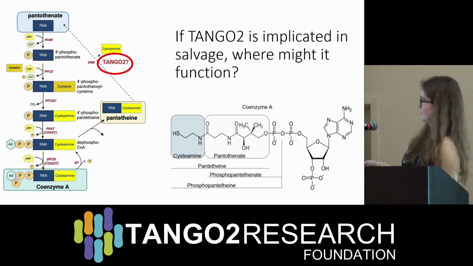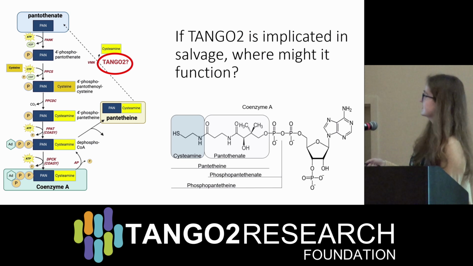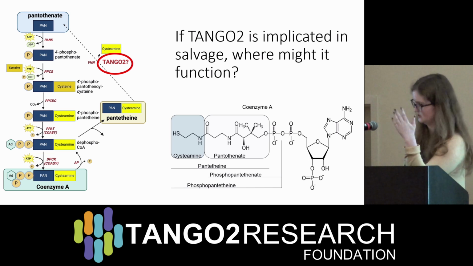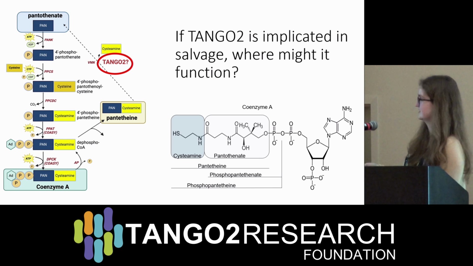I just want to draw your attention to this one intermediate that I'm interested in, which is called pantetheine. This is this little segment of this compound. The very last step of this recycling process is that this compound has to get split in half, so you get pantothenate back, which is our B5, and then it creates this other compound called cysteamine, which is used for other processes within the cell.